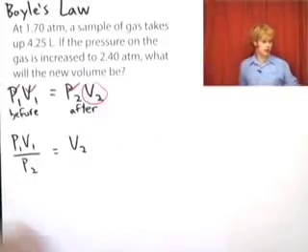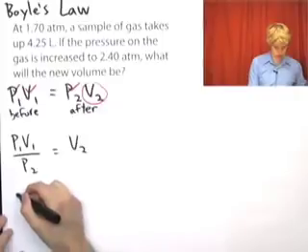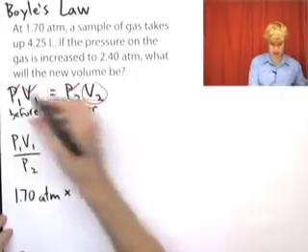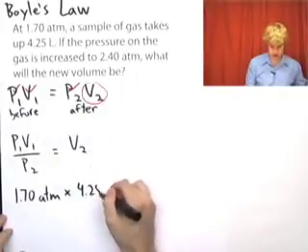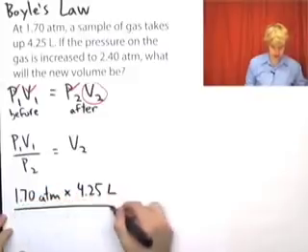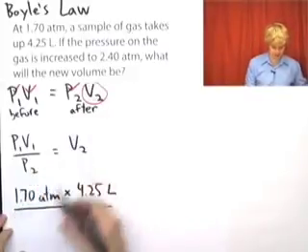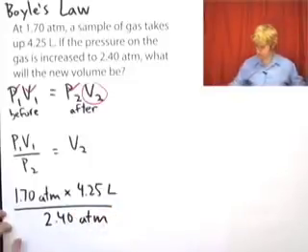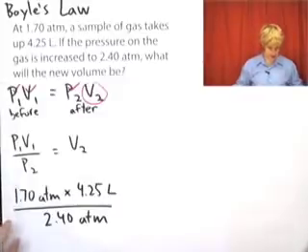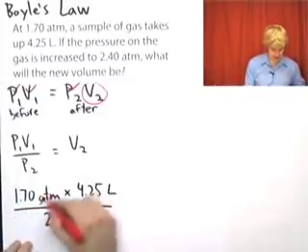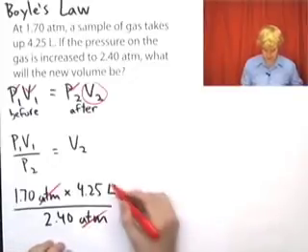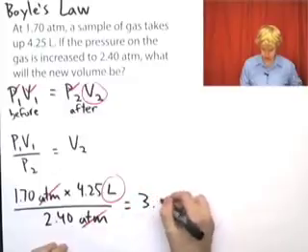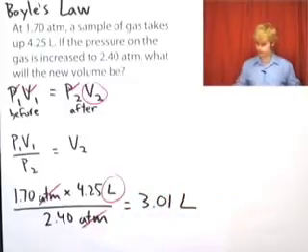And now let's go ahead and plug in our numbers. Initial pressure is 1.70 atm times initial volume, which is 4.25 liters, divided by the second pressure, which is 2.40 atm. Now let's take a look at how we set this up. atm's up here, atm's down here, which means that the atmospheres are going to cancel out. We're left with liters, and our final answer is going to be 3.01 liters.